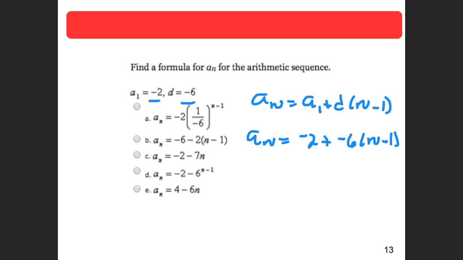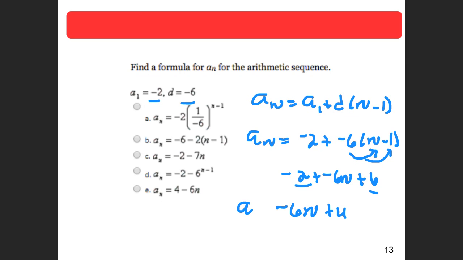Well, this is the only one that has a parenthesis in here, and it's not right, so I'm going to multiply through. That gives me -2 plus -6n plus 6, because -6 times -1 is +6. So my equation is going to be -6n plus 4, because I just added the -2 and the 6 together. So a sub n is equal to -6n plus 4, which is the exact same thing as this right here. Doesn't matter if we put the -6n in front or behind. Okay.